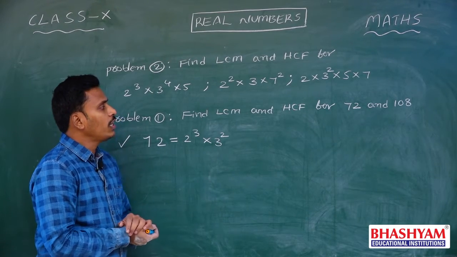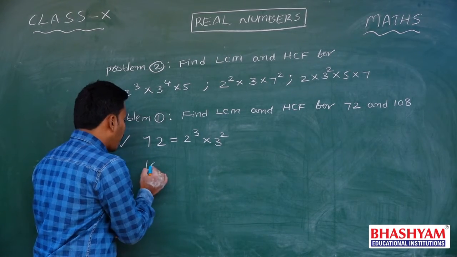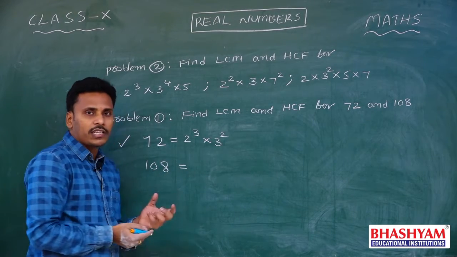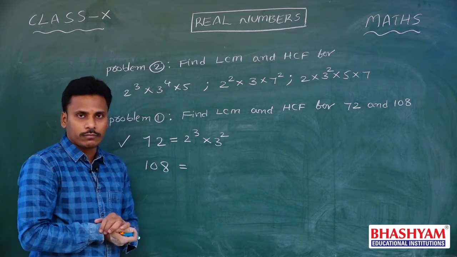Whereas coming to 108, what is the prime factorization for 108? 108 is just 2 into 54, is it right?